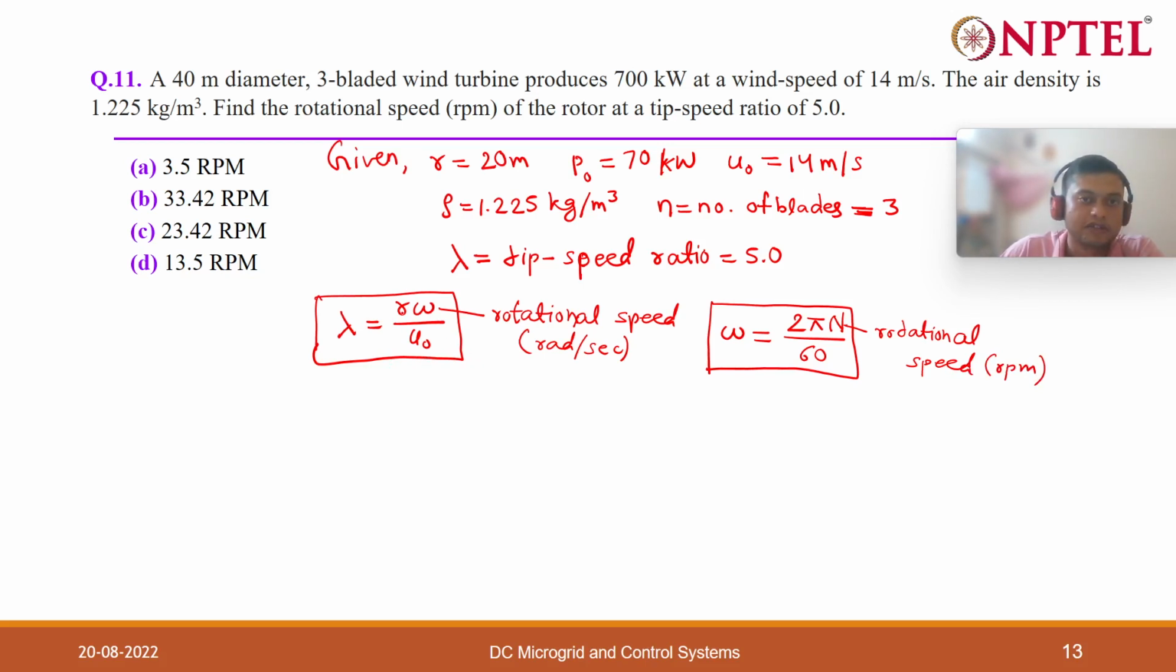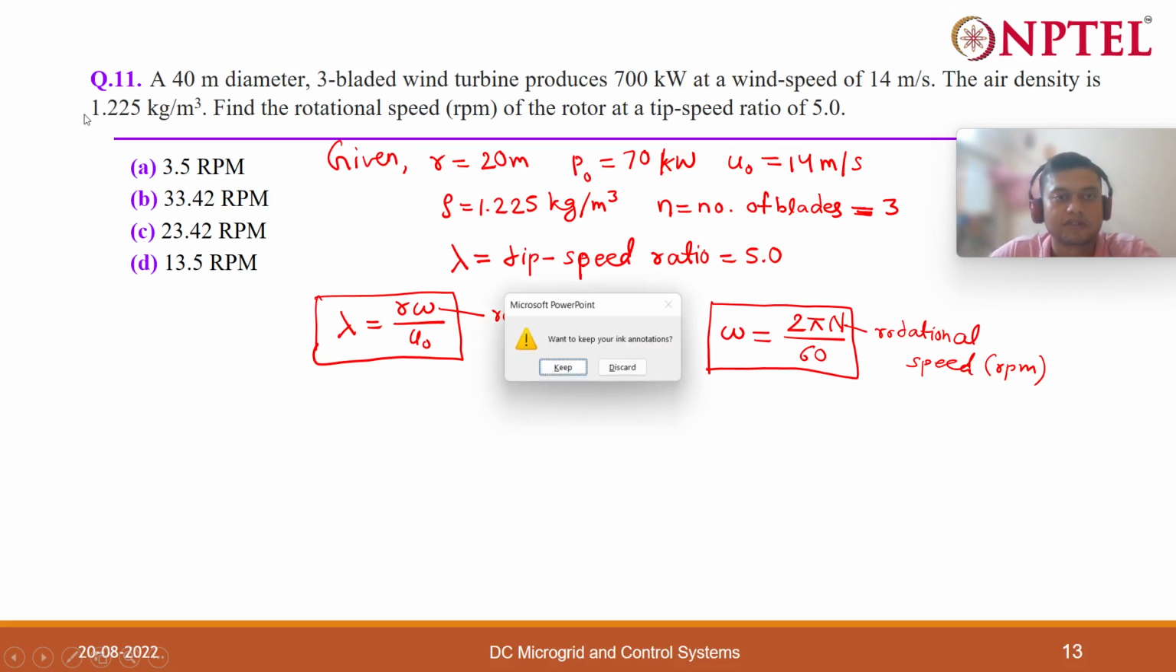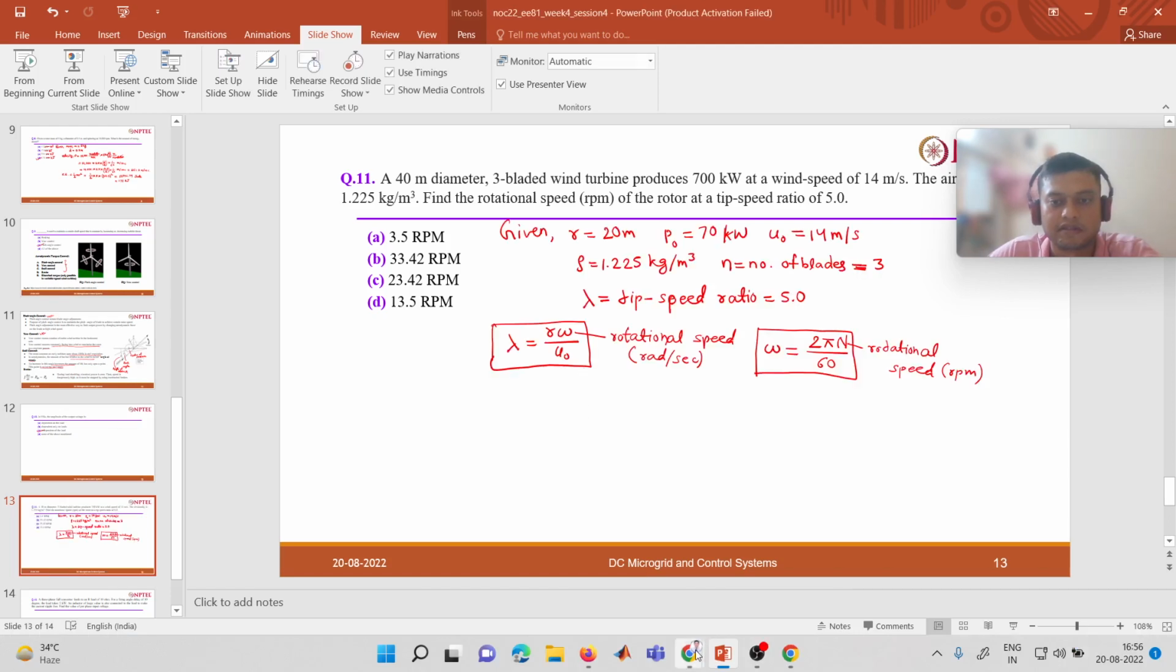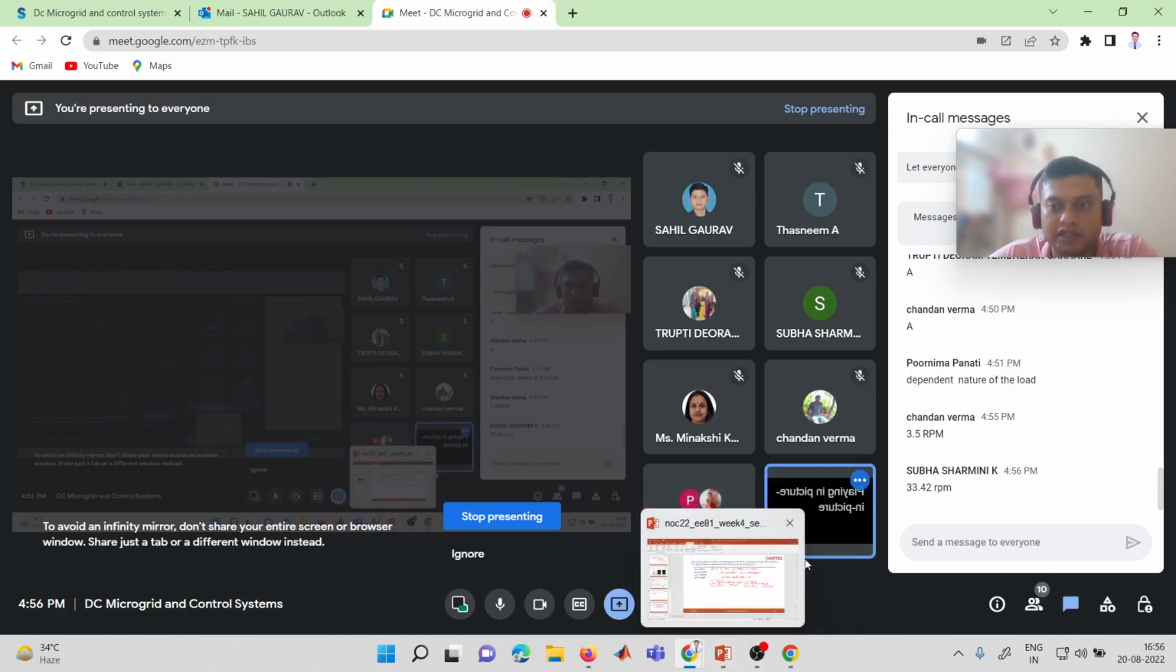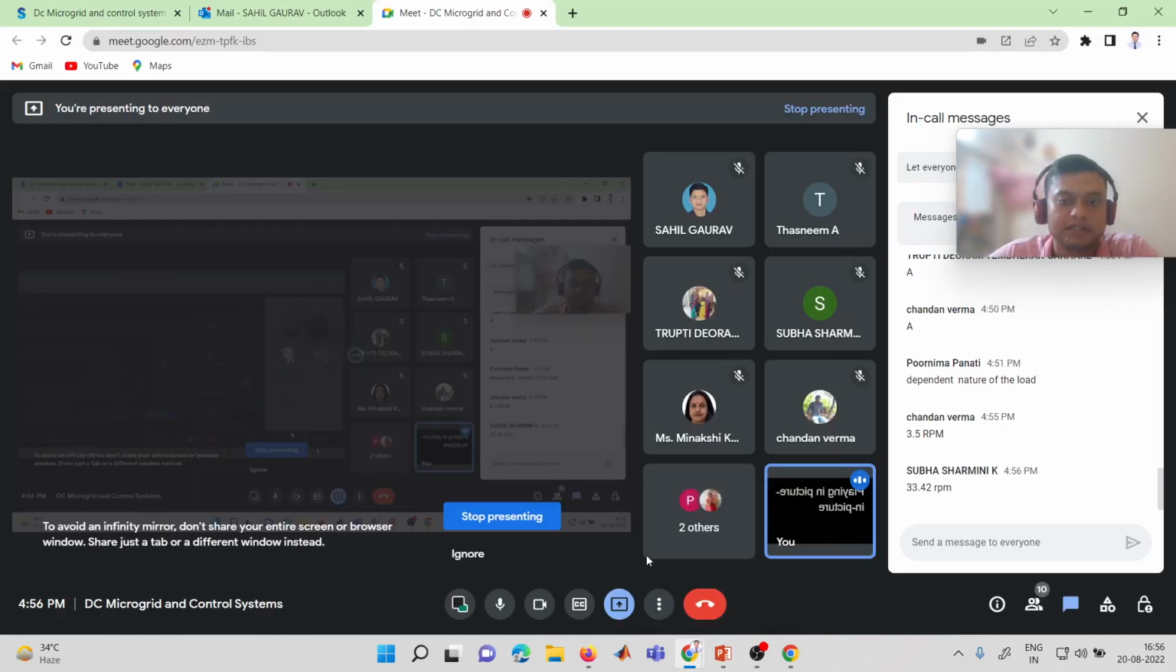Here R is the rotor radius and lambda is the tip speed ratio. So now we just need to find this N. I think now you are able to solve this question. Anyone got the answer? 33.42 RPM. Okay, Subha. Chandan Verma, 3.5 RPM. So she has given the correct answer. 33.42 RPM is the correct answer.